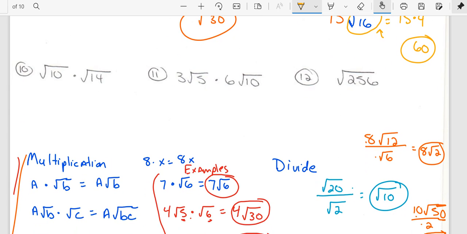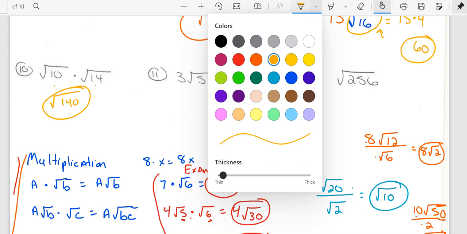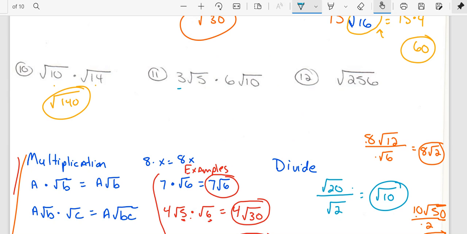Next problem, number 10. Root 10 times root 14 will be root 140. That'll be enough at this point for that. For number 11, feel free to pause the video and try it yourselves, guys, and see what's going on. But for this one, you would multiply the outsides, so you get 18. And then you multiply the unders. It's going to be 18 root 50. And again, we're not simplifying radicals, so I'm good to go. Leave it like that. Now, some of you, depending on the device or the calculator you might be using, it might be breaking down these radicals further. And that's a whole other thing that we're not going to really get into right now.